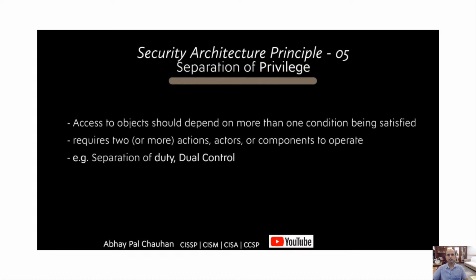It means the same thing will be divided into two parts, and one part will be done by one person, the other part will be done by the other person, right? So it requires two or more actors or components to operate the whole thing. Doer and checker is also a very good example of separation of privileges. The whole process is divided into two different parts. One is a doer who will do it, the other person will check and verify the same. So we can say access to any object should depend on more than one condition being satisfied. That is the concept of separation of privilege.